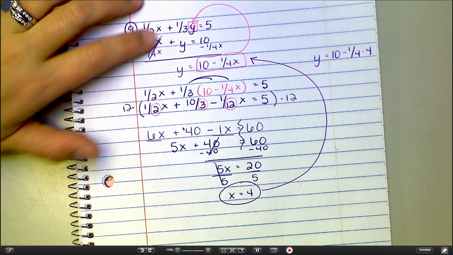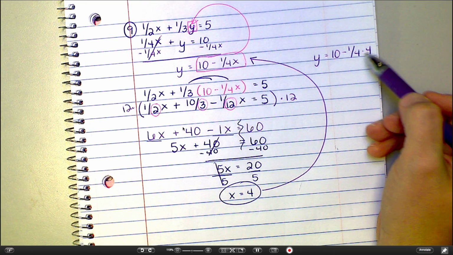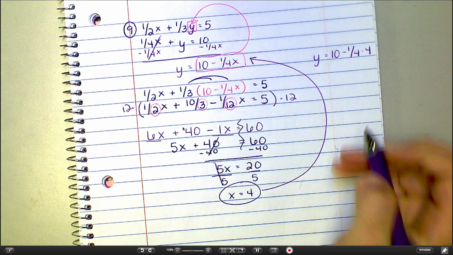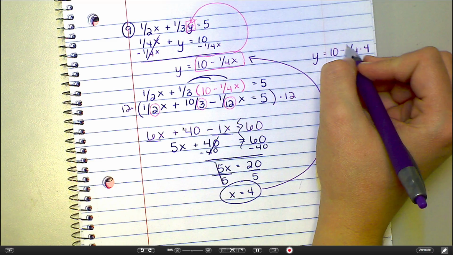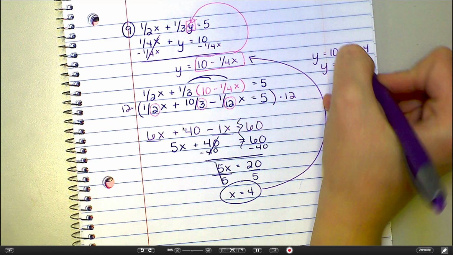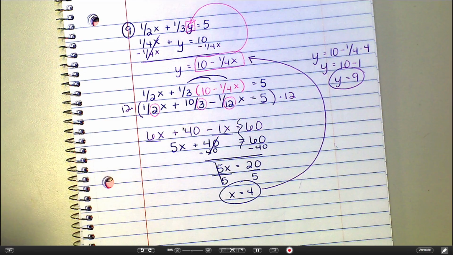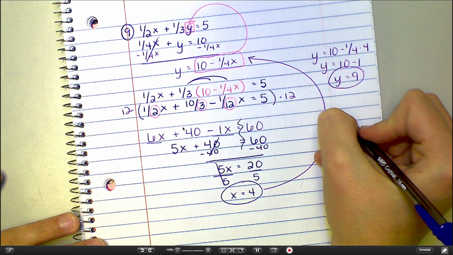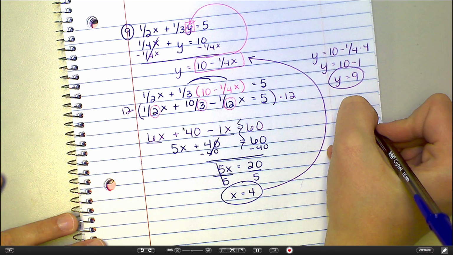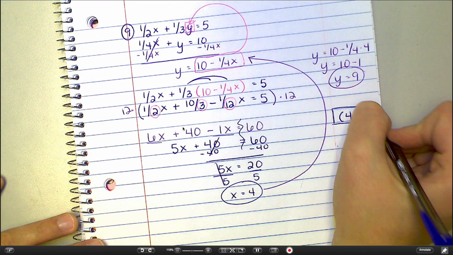Hopefully you know what 1/4 of 4 is. But if you don't, that's really saying 1 times 4 divided by 4. So this is really 4 divided by 4, which is 1. So this is 10 minus 1, which means y is equal to 9. And then as your coordinate, you would write 4, comma, 9. And that's it for you today.